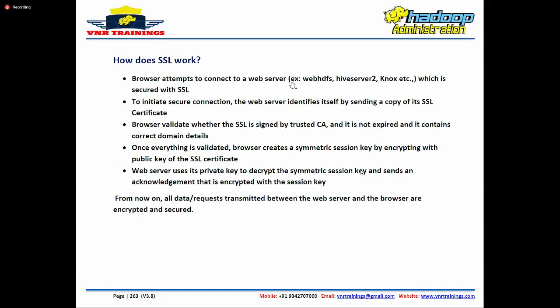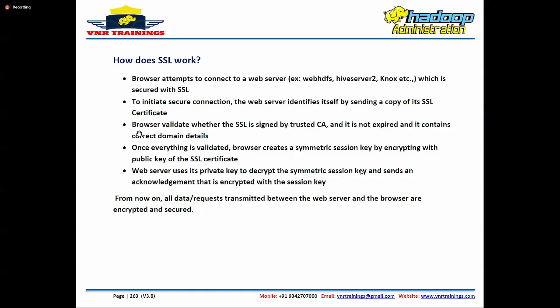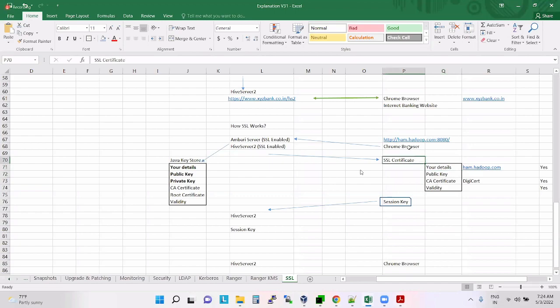This is what I'm showing here. The browser attempts to connect to a web server which is secured with SSL. To initiate a secure connection, the web server identifies itself by sending a copy of its SSL certificate to the browser first. The browser will validate whether the SSL certificate is signed by a trusted CA.